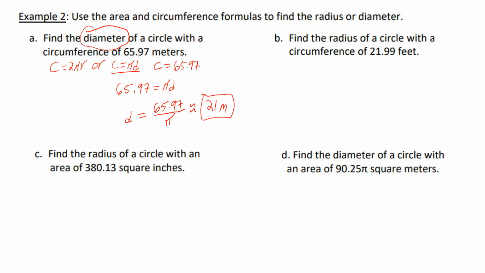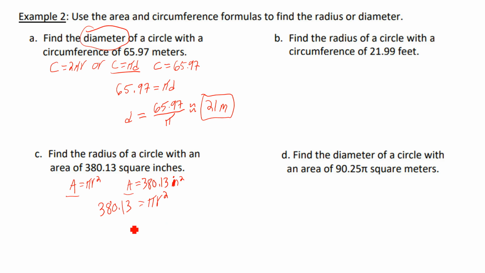Okay, let's look at C. It says find the radius of a circle with an area of 380.13 square inches. So we know that area is pi r squared, and it tells us the area is 380.13 inches squared. So just set 380.13 equal to pi r squared. We're basically just saying that area equals area.